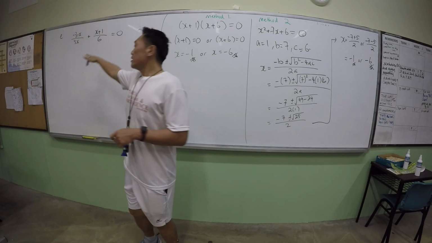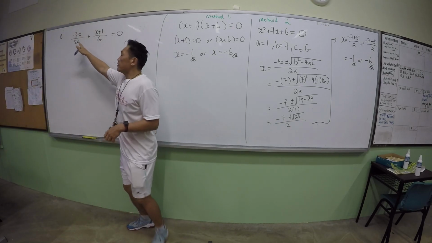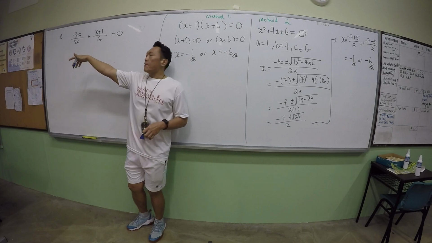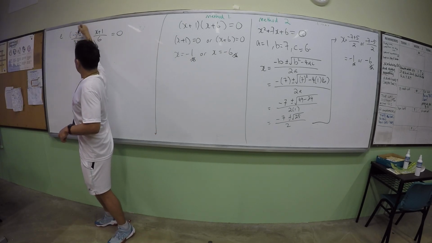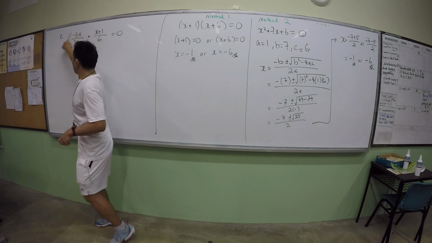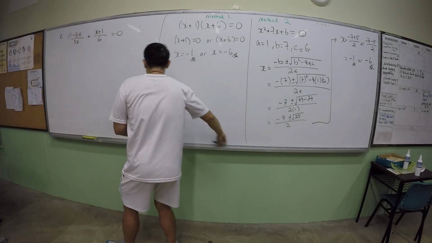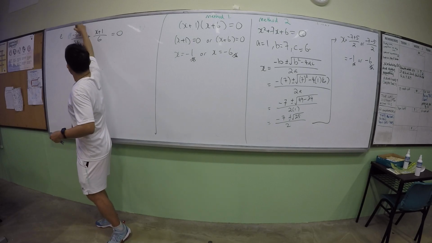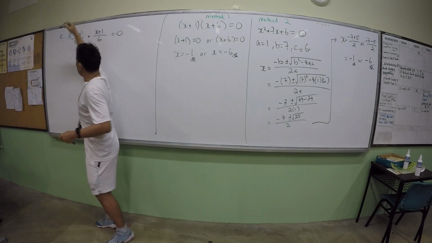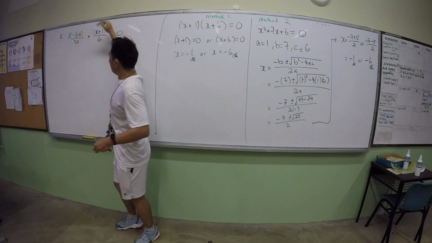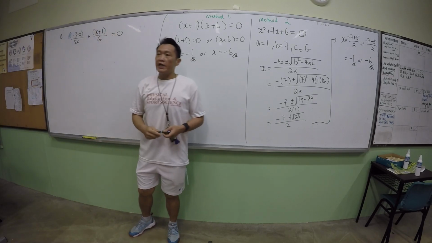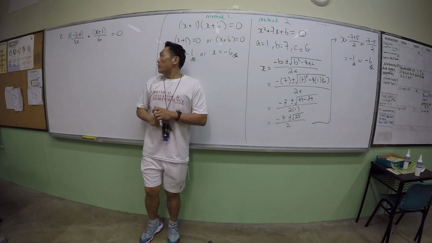For part E, again, we've got fractions. So remind yourself, the numerator belongs together. Minus 3 and minus x belong together, they form the numerator. X plus 1 belongs together, they form the numerator. Okay?